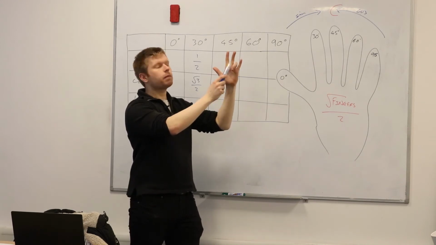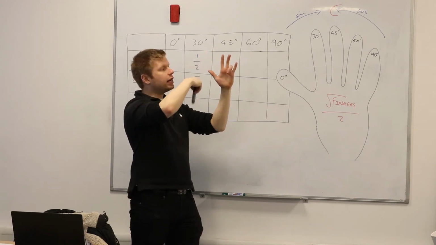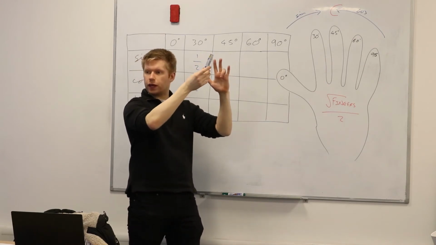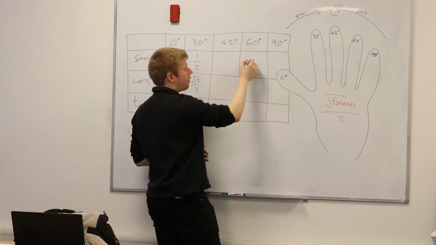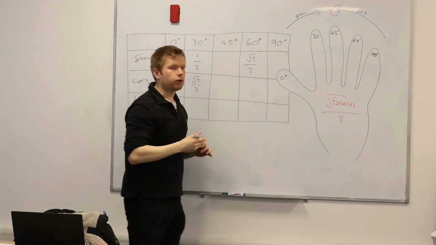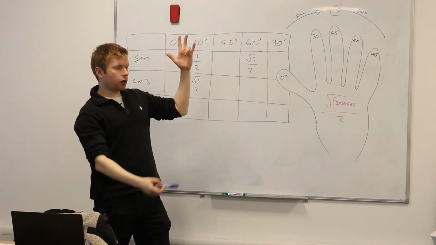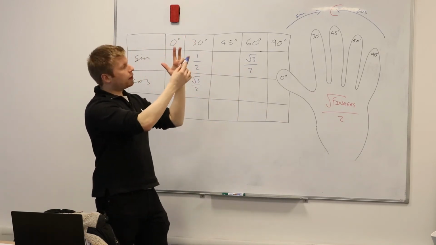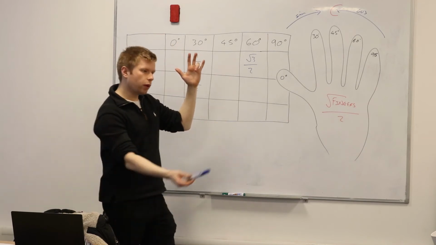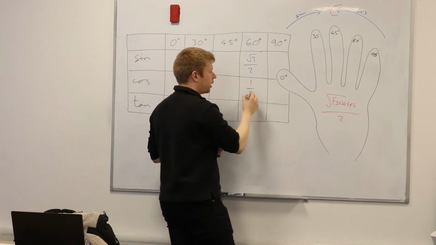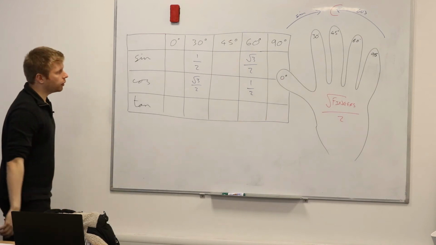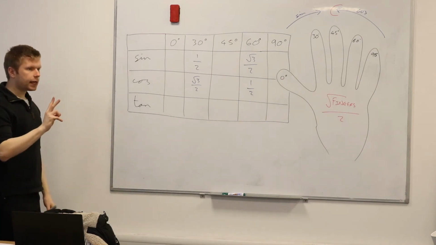So sine is on this side. There's 3 fingers which are up, so I should square root that 3 and stick it over 2. Okay? Whereas if I'm looking at cos, I'm working in that direction. How many fingers are up? 1. Square root that 1, stick it over 2. I get my half. Okay? My half. Now just pause for a second because that's interesting.